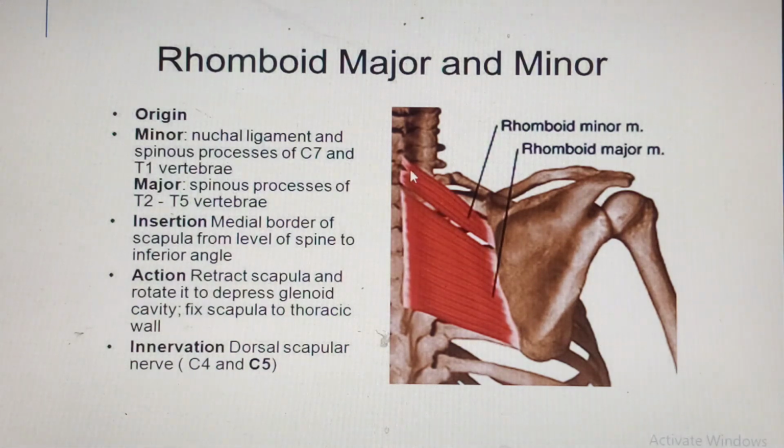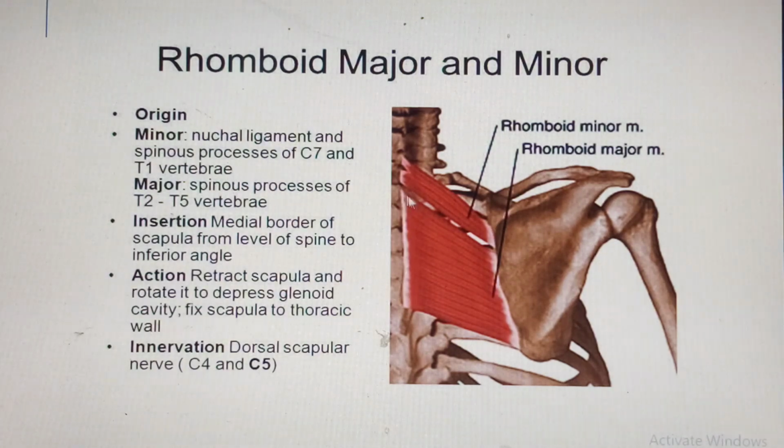The rhomboideus minor muscle originates from the nuchal ligament and, importantly, the spinous processes of C7 and T1. Then it comes inferolaterally to insert on the root of the spine, at the dorsal aspect of the medial border of the scapula.